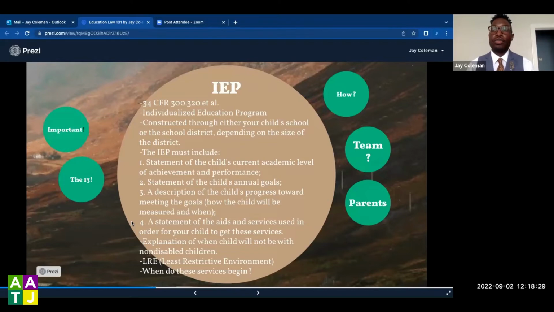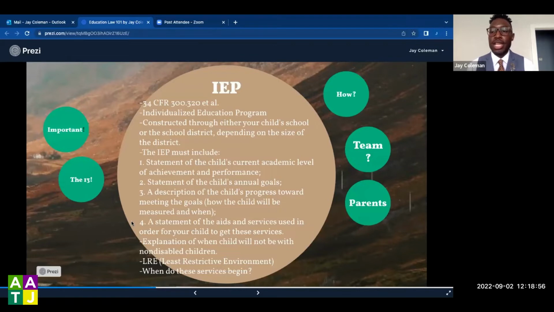But in order for the IEP to be valid, this is very important. This is what the law states, that needs to be written into the IEP in order for it to be a valid plan. There must be a statement of the child's current academic level of achievement and performance. So that means, how's the child doing right now? Where are we? What is the foundation? What does the child have? What do they know? So then we can know what they don't have and how we need to get it.